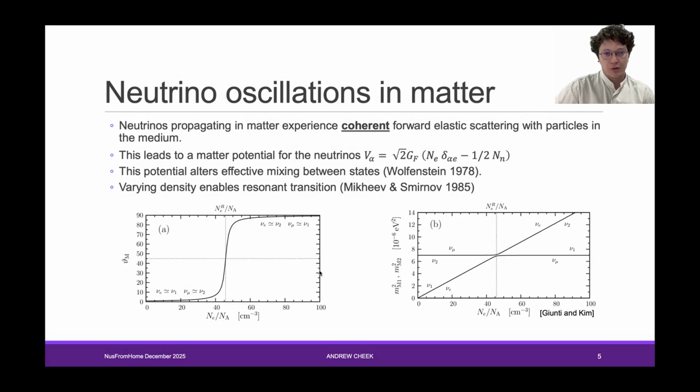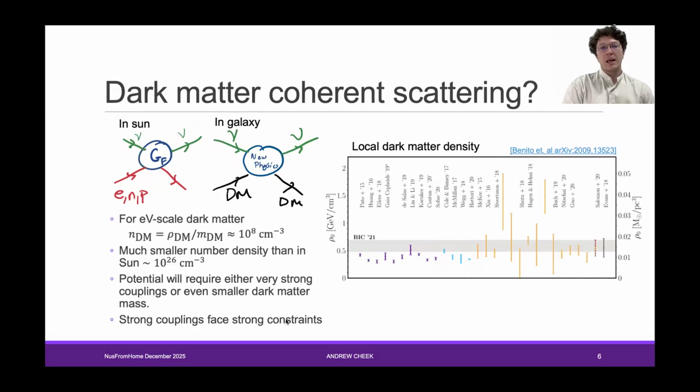So as you move from a very dense region to a lower density region, you can start off with a transition between states here. Now, could there be some similarities between this kind of coherent scattering with stellar material and other dense standard model material, and dark matter, which is all around us?